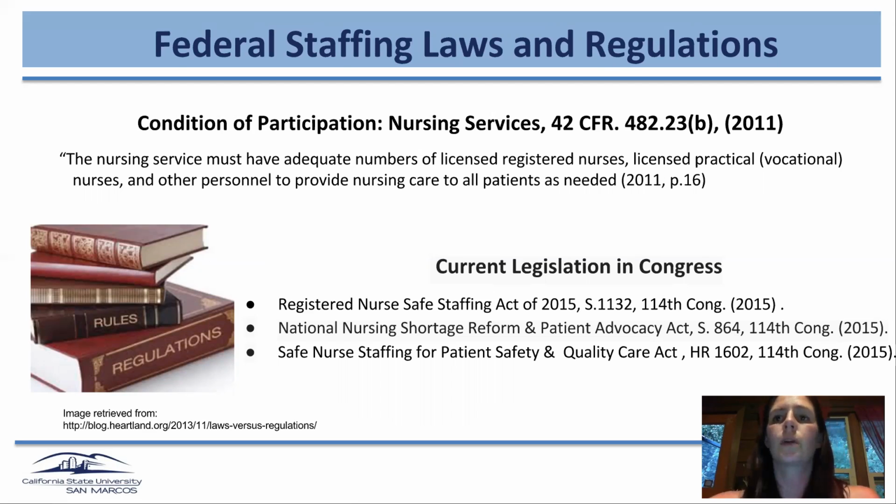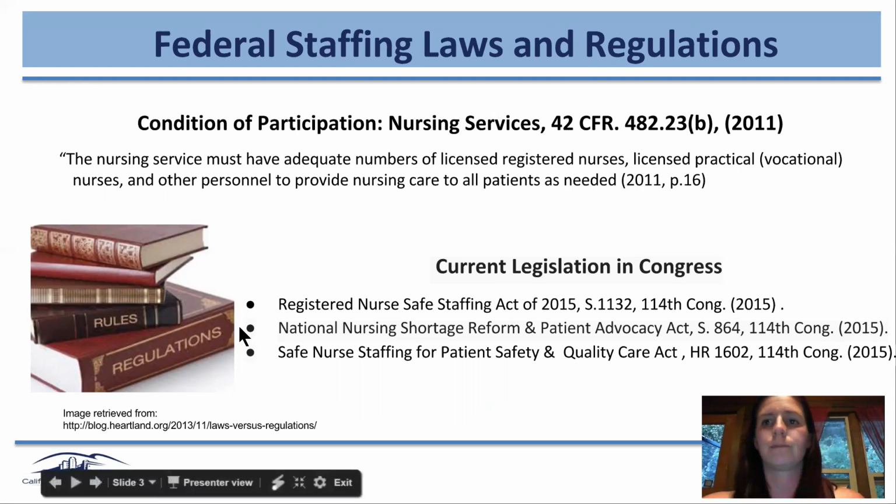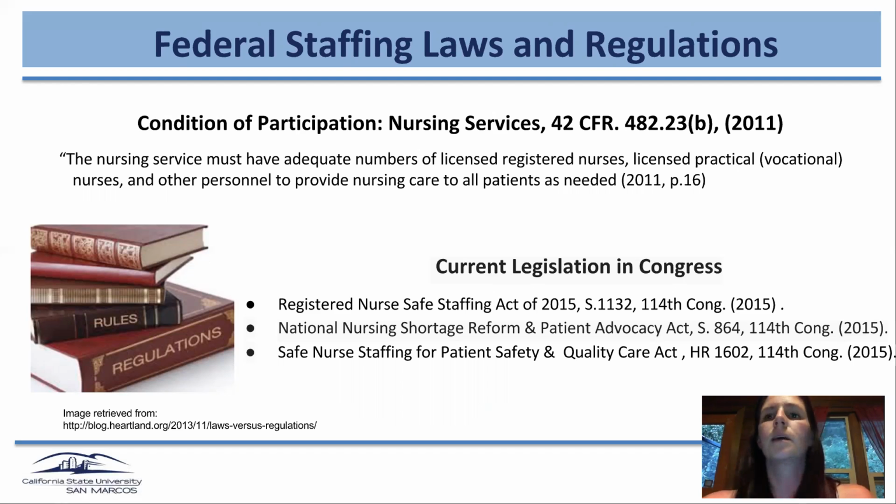The National Nursing Shortage Reform and Patient Advocacy Act was introduced to the United States Senate by California Senator Barbara Boxer. This act calls for acute care facilities to provide acuity-based registered nurse staffing ratios, provided minimum ratios are met at all times. The Safe Nurse Staffing for Patient Safety and Quality Care Act was introduced to the House of Representatives in March 2015 by Illinois Congresswoman Janice D. Schakowsky and would require hospitals to set and implement minimum nurse staffing ratios to the U.S. Department of Health and Human Services.